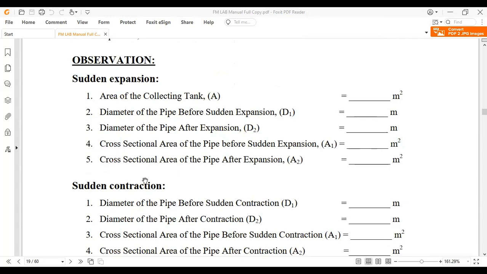Here are the observations. These observations should be noted down from the experiments itself. See the area of the collecting tank. All these observations are available in the experiment itself. Now we're going to show that.